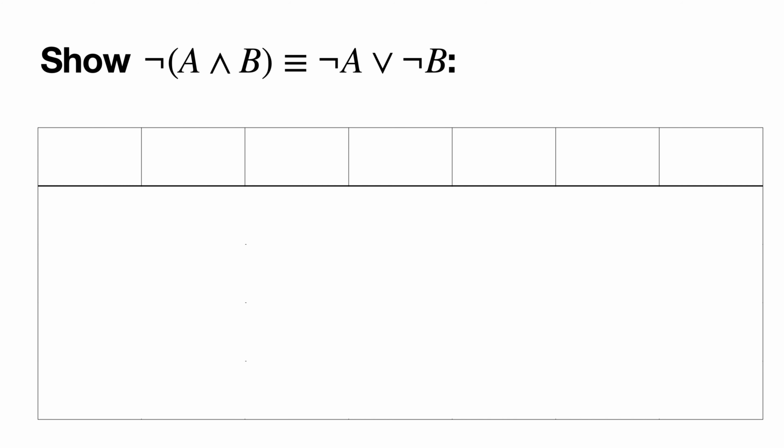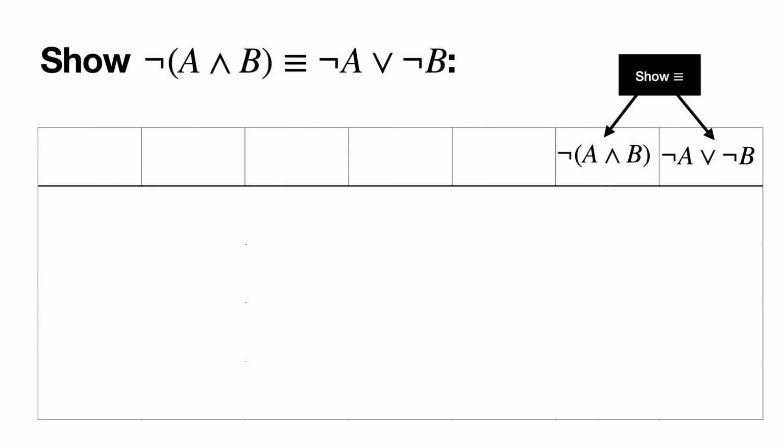So let's go ahead and construct the truth table here. On the right, I'm going to put not quantity A and B, and we're going to have not A or not B, which is eventually where we're going to try to get to show that they're equivalent.